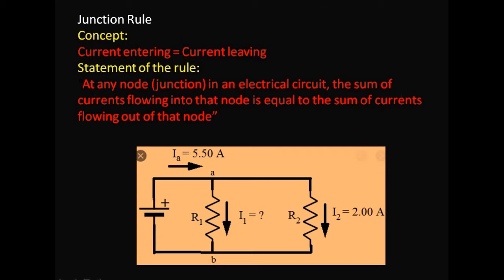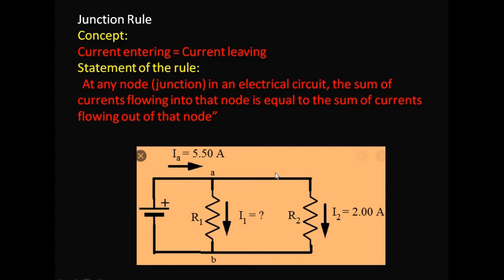Now, if you put the rule into a nice little statement, this is how it goes, one of the statements. At any node or junction in an electrical circuit, the sum of the currents flowing into that node is equal to the sum of the currents flowing out of that node. So, node, junction, they mean the same. It could be any point in the circuit. Now, what does the statement say? At any node or junction in an electrical circuit, the sum of the currents flowing into that node is equal to the sum of the currents leaving that node.